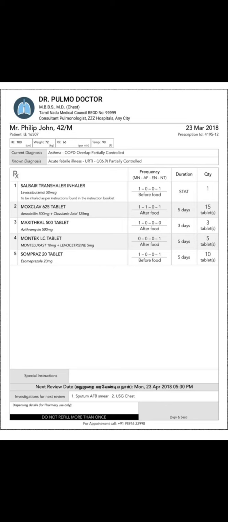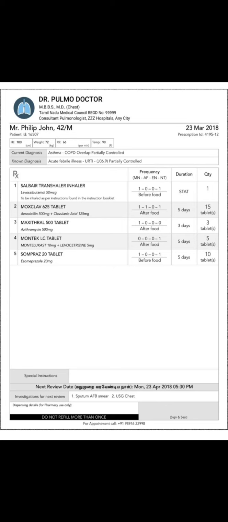Next part is the inscription. Inscription is the main part of the prescription order, containing the name and quantity of the prescribed medicines or ingredients. The name of each ingredient is written on a separate line along with its quantity. It is divided into three parts: base, adjuvant and vehicle.